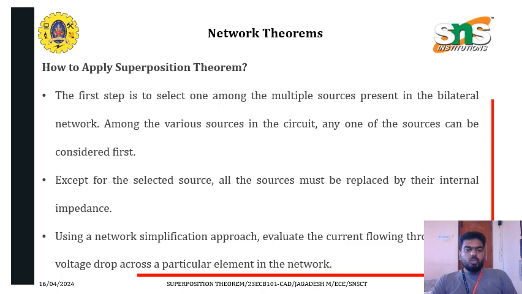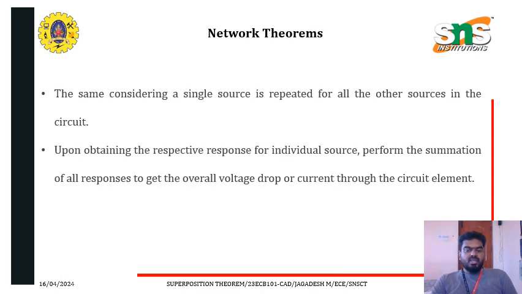So how do we apply the superposition theorem? The first step is to select one among the multiple sources present in the bilateral network. Among the various sources in the circuit, any one of the sources can be considered first. Except for the selected source, all the other sources must be replaced by their internal impedance. Using the network simplification approach, evaluate the current flowing through, or voltage drop across, a particular element in the network. The same procedure considering a single source is repeated for all the other sources in the circuit. Upon obtaining the respective response for each individual source, perform the summation of all the responses to get the overall voltage drop or current through the network element.